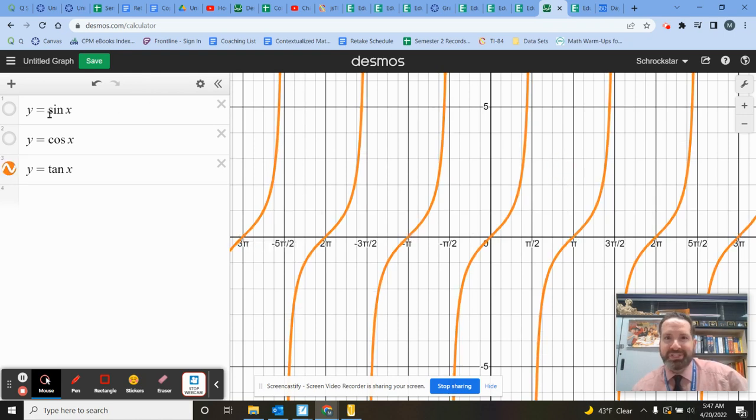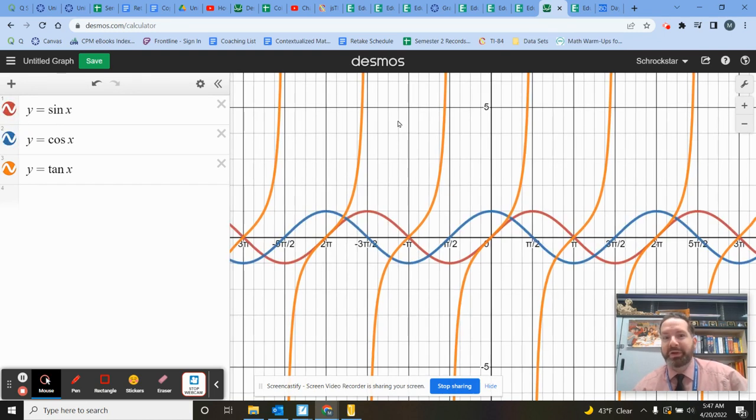Now, I want you to see the relationship between the tangent graph and the sine and the cosine if you put them on all at once. Notice that the red graph is sine. So when the red graph is 0, that means the numerator of your tangent function is 0. So the tangent graph is 0 as well. The red and orange graphs, the sine and the tangent, have x-intercepts at the same places. That's always going to happen.